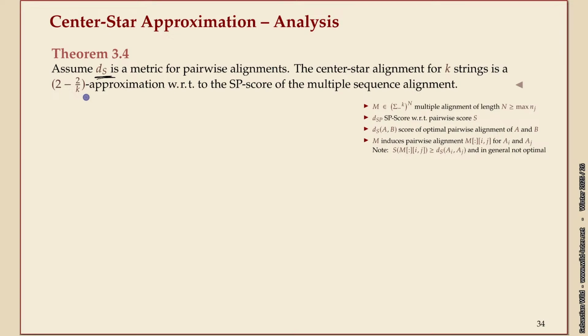And then we'll show the following. So we have some optimal multiple sequence alignment, M star. And we have the thing that our algorithm computes, the center star approximation. Let's call it alignment MC.